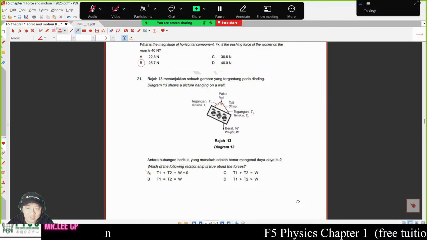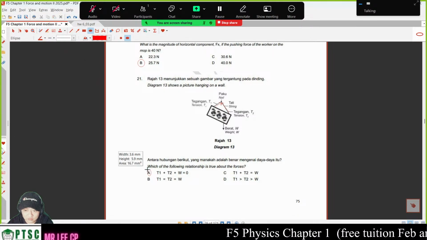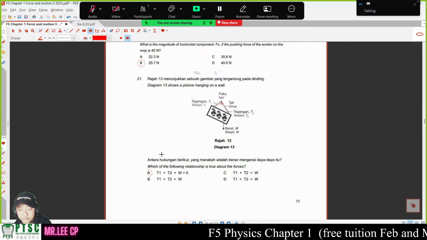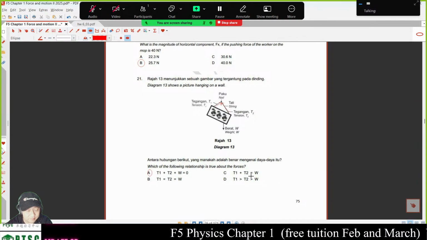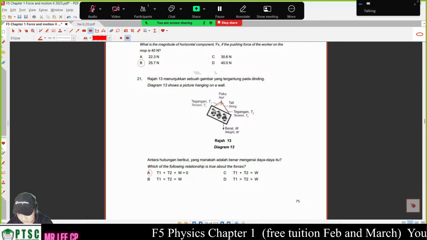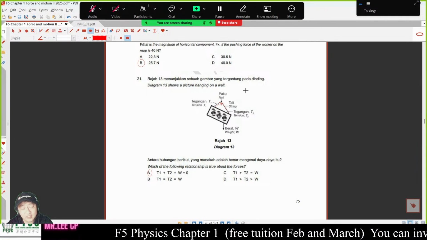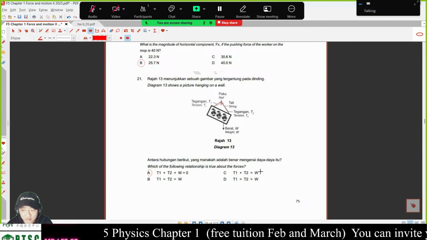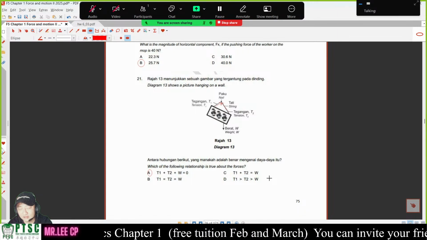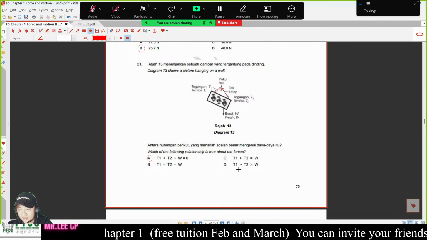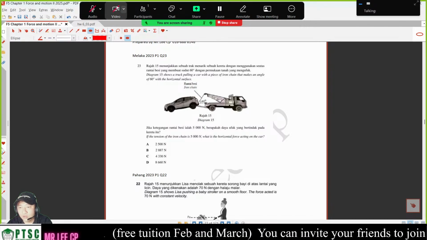But they don't have vector. So we understand this one is using vector. You have to see, if not, no answer. T1 is equal to T2 is equal to W? The angle is not the same. T1 sine something or cos something plus T2 sine something or cos something is equal to W. So that's not correct. Answer is A. Alright, we continue.